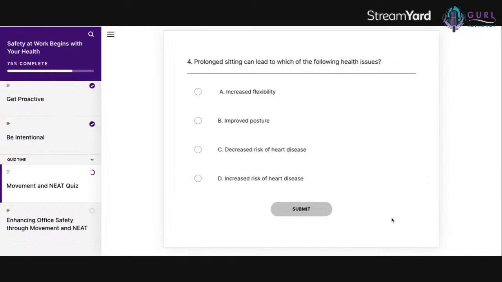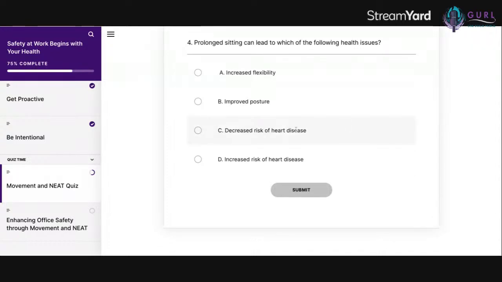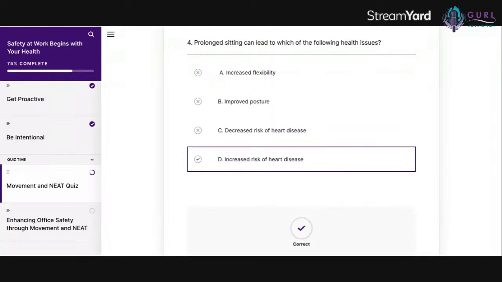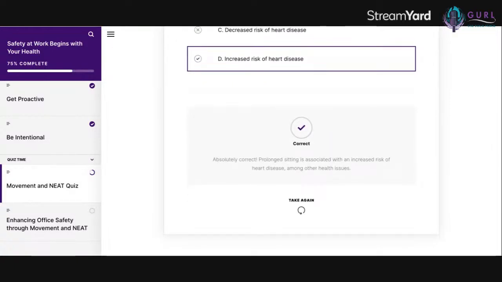And the correct answer, because I can't stand to get things wrong, is going to be which one? D, right? Because we're talking about prolonged sitting leading to something. So prolonged sitting is a no-no. So the correct answer is D.